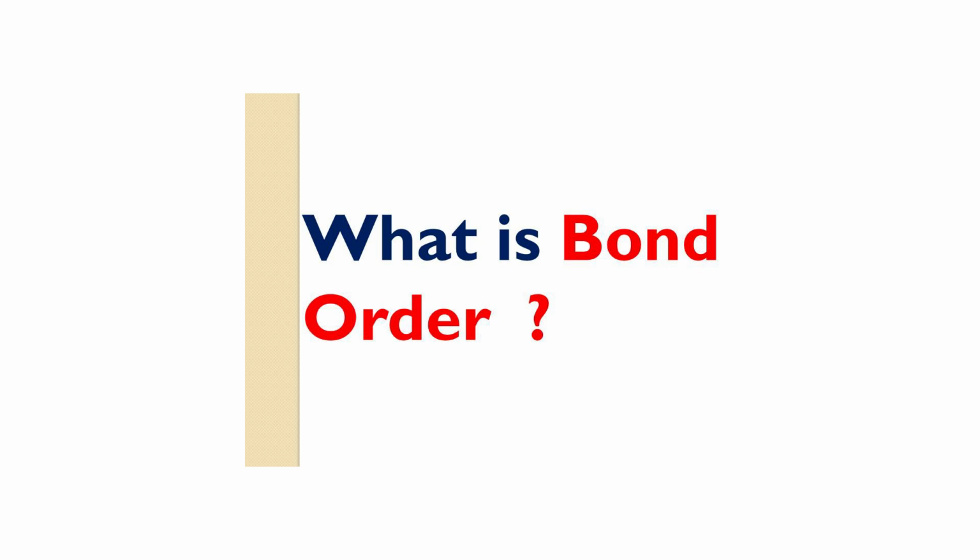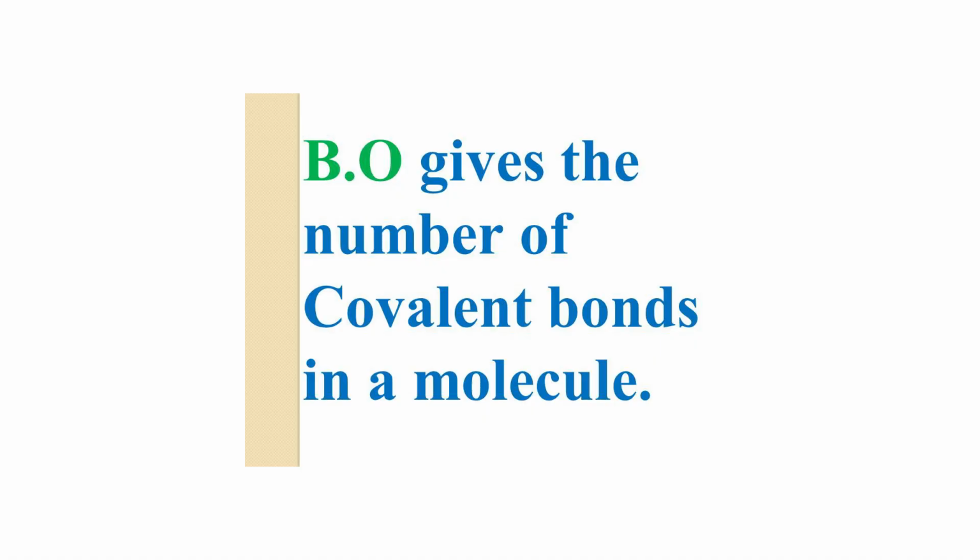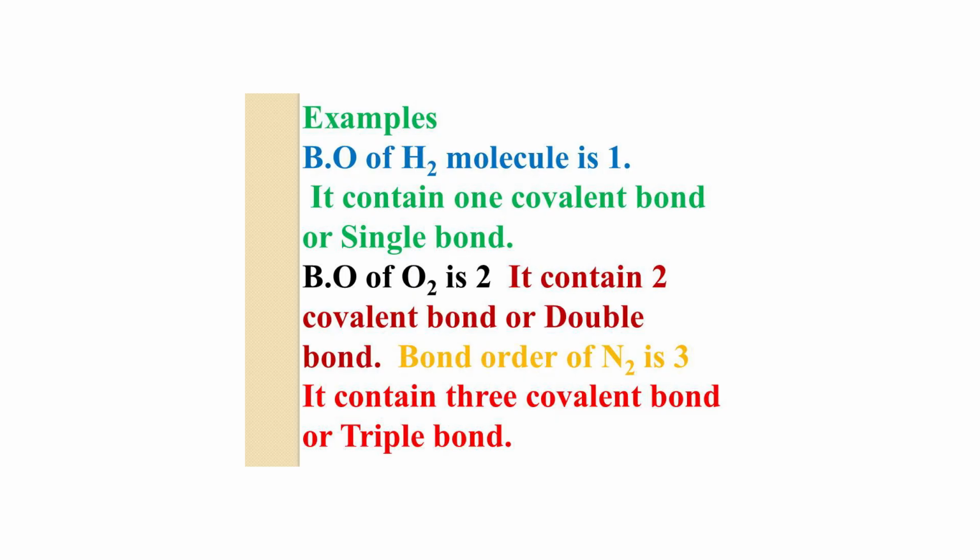Then students, what is bond order? Can you define the term bond order? Bond order gives the number of covalent bonds in a molecule. What about the bond order of hydrogen molecule? Yes, bond order of hydrogen molecule is 1, that is it contains one covalent bond, a single bond. Bond order of oxygen is 2, that is it contains two covalent bonds or double bond. What about the bond order of nitrogen? Bond order of nitrogen is 3, that is it contains 3 covalent bonds or triple bond.